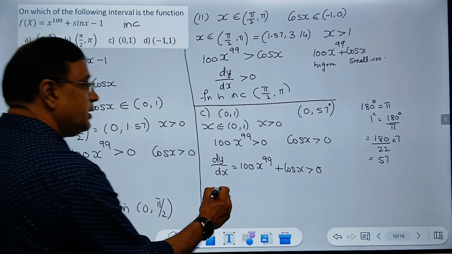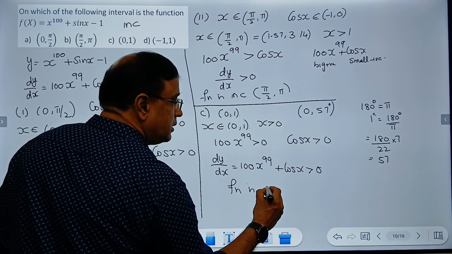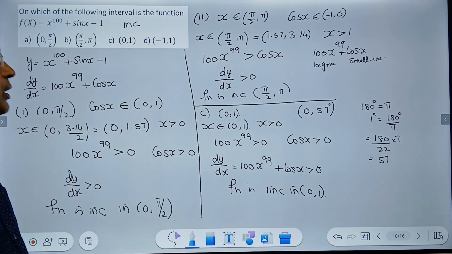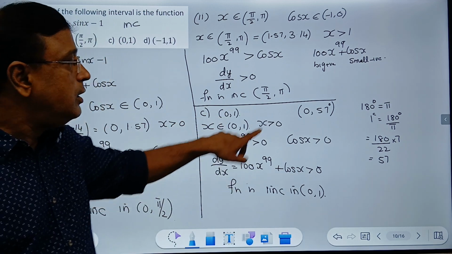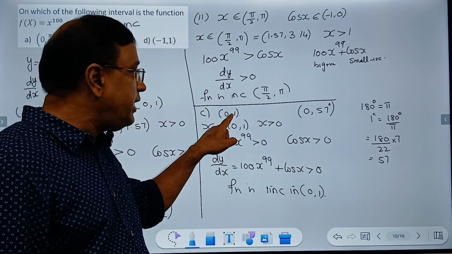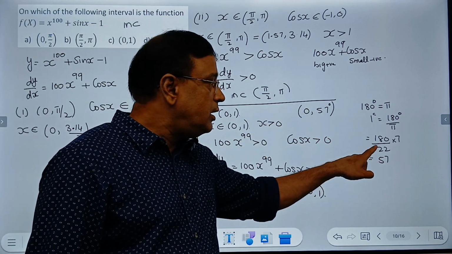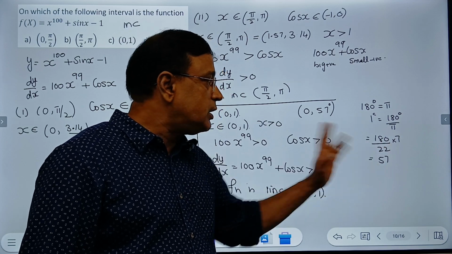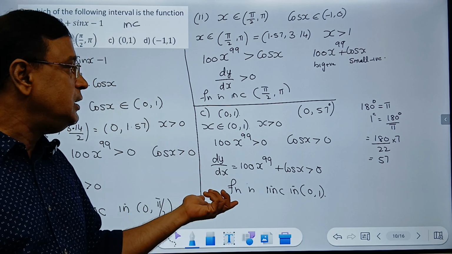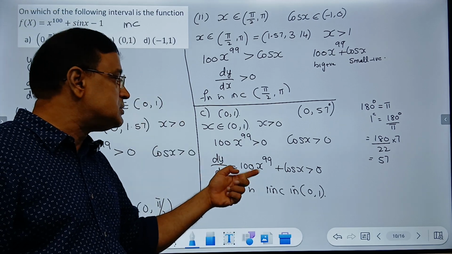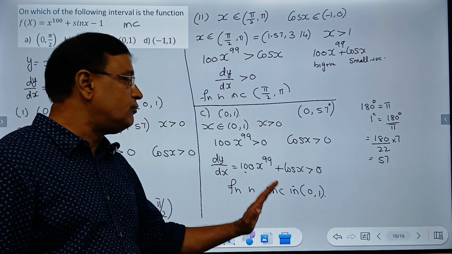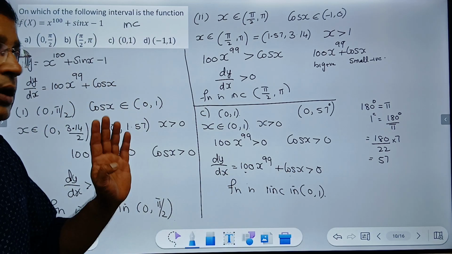Therefore, you can say the function is increasing in 0, 1. Because x is positive in 0, 1, and I'm converting 1 radian to degrees, using 22 by 7, you get 57 degrees. So 0 to 57 degrees means the first quadrant, where cos is positive. A positive number plus a positive number will be positive. Therefore, the function is increasing in 0, 1.